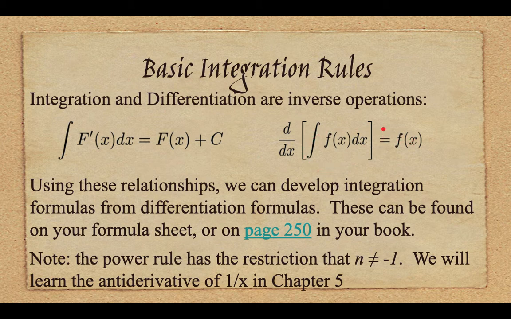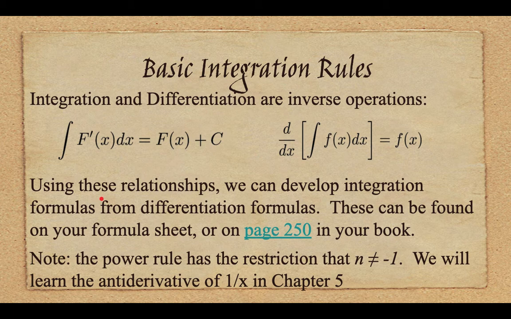You notice on this side I don't get my plus c, because my last thing I'm doing is the derivative, and that's going to cancel out any constants that are part of the integral. But here I'm ending with an integration, so I'm going to end up with a c. I'm getting a general antiderivative.